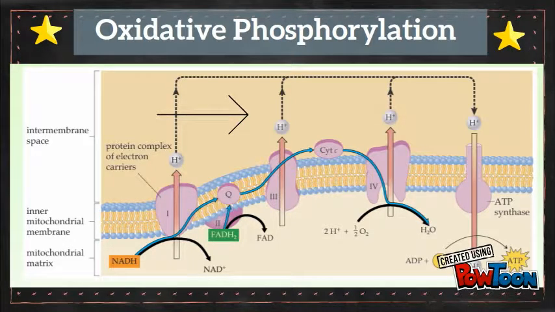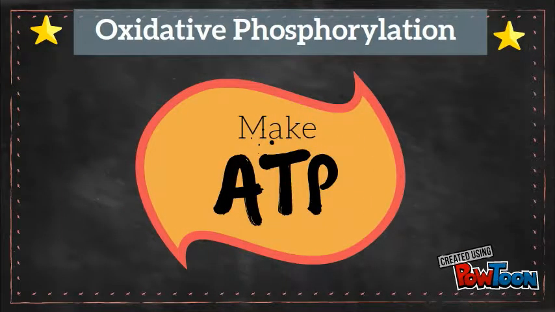A proton gradient forms across the inner membrane because high concentrations of H+ are in the space and low concentrations of H+ are in the matrix. This is the potential energy. The point of oxidative phosphorylation is to make ATP synthase. Then, the H+ protons meet back with the electrons and combine with oxygen to make water.